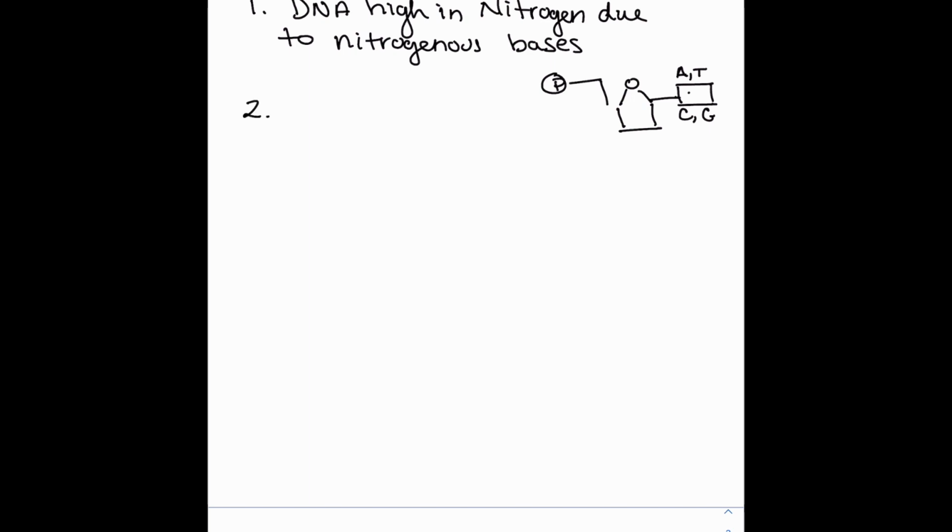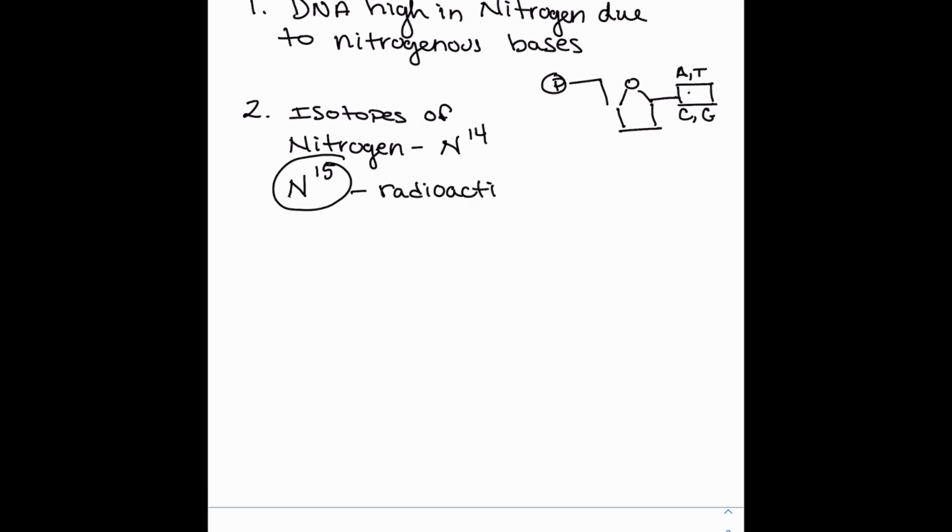The next thing you need to know is that nitrogen, like carbon, hydrogen, phosphorus, and sulfur, has an isotope. The normal nitrogen that we see is N14. There's an isotope of nitrogen that's N15. So a couple of things. One, we know that N15 is radioactive. The other thing we know about N15 is that it's heavier than N14. It has an extra neutron in it, so by definition it has a bit more mass, so it's heavier.